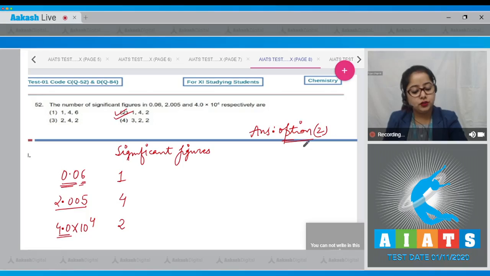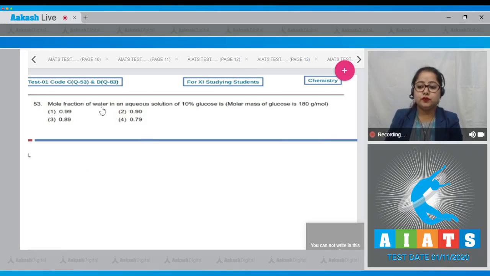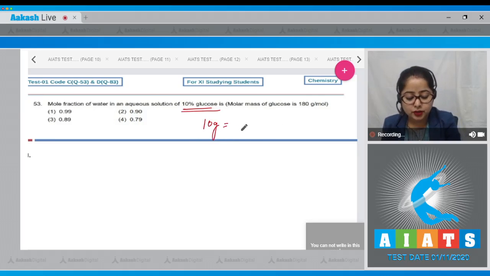Moving to next question, question number 53. Let's read the question. Mole fraction of water in an aqueous solution of 10% glucose is. We are given the molar mass of glucose, which is 180 gram per mole. So student, 10% glucose solution means that out of 100 gram, 10 gram is glucose and 90 gram is water.